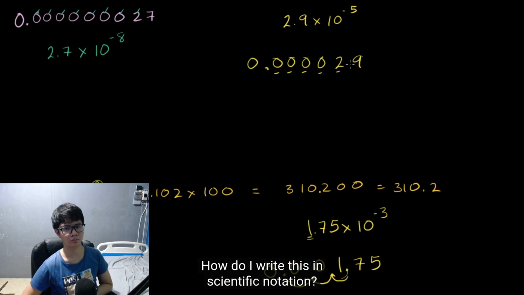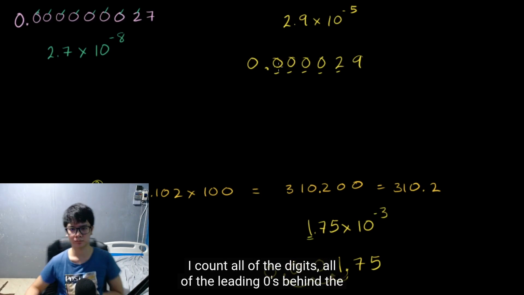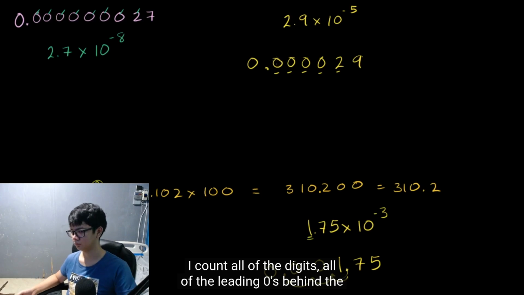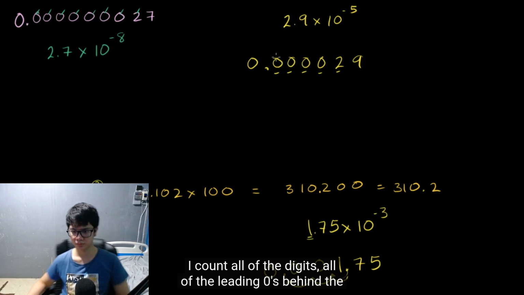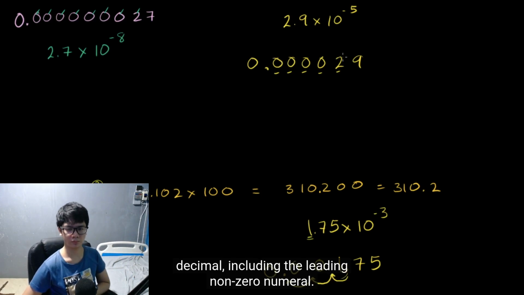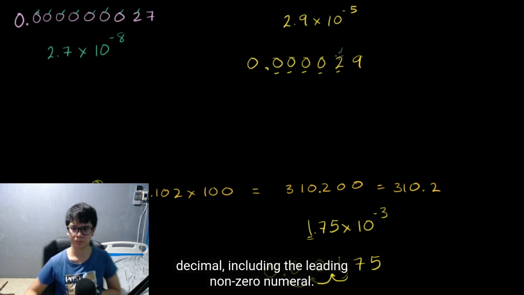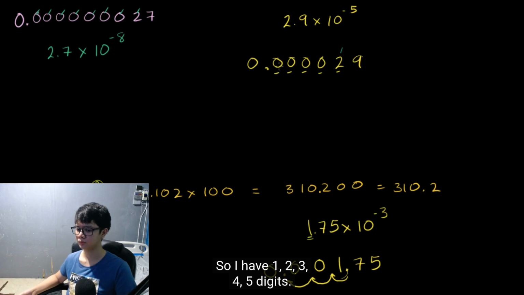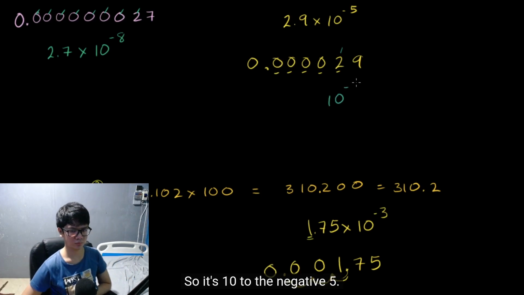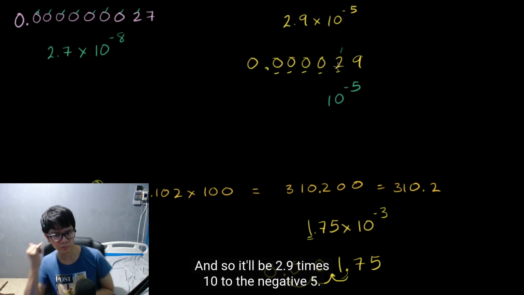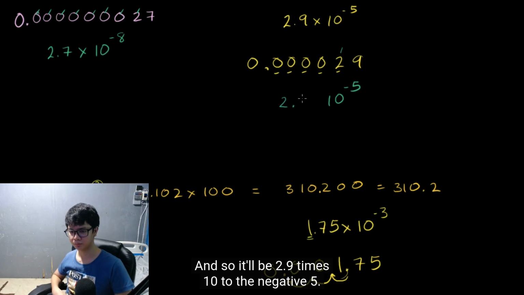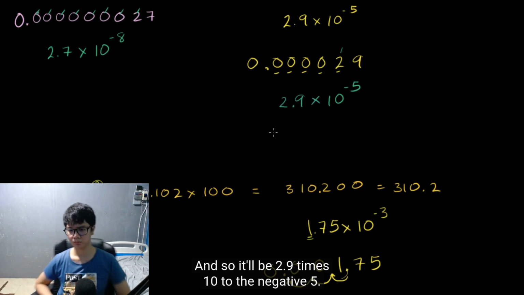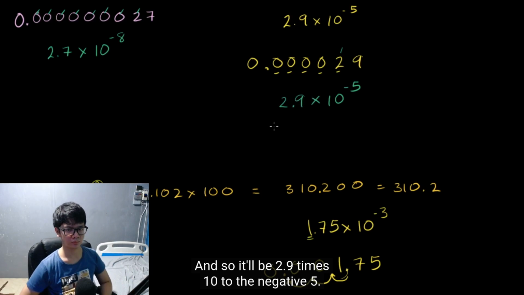How do I write this in scientific notation? I count all of the leading zeros behind the decimal, including the leading non-zero numeral. So I have 1, 2, 3, 4, 5 digits. So it's 10 to the negative 5. So it'll be 2.9 times 10 to the negative 5.